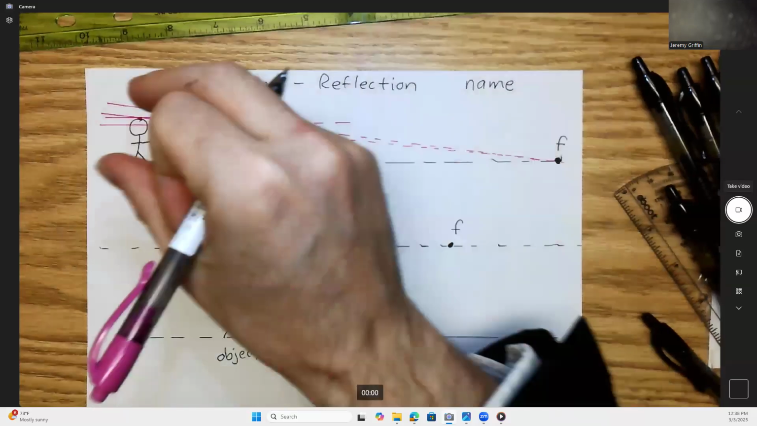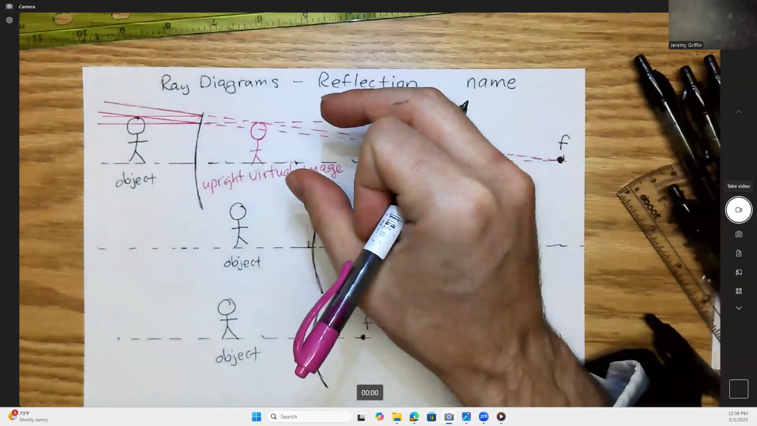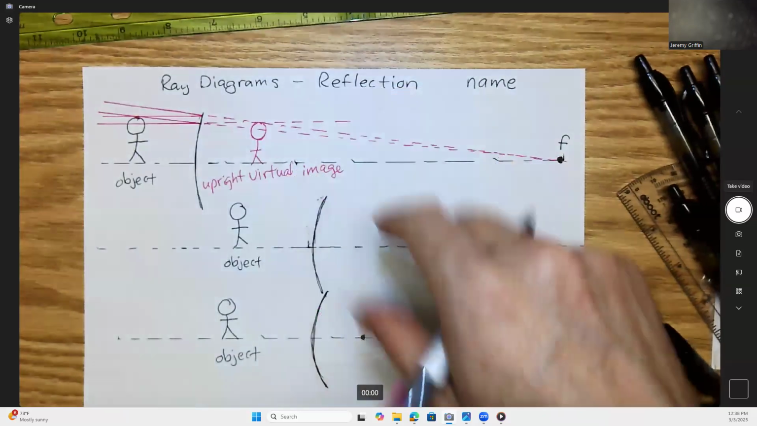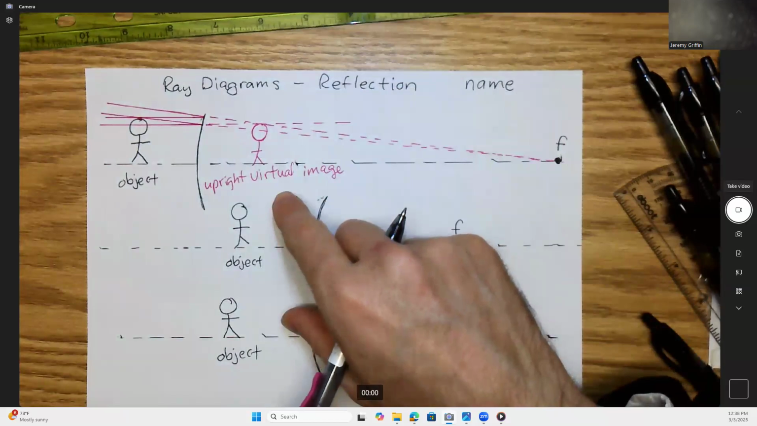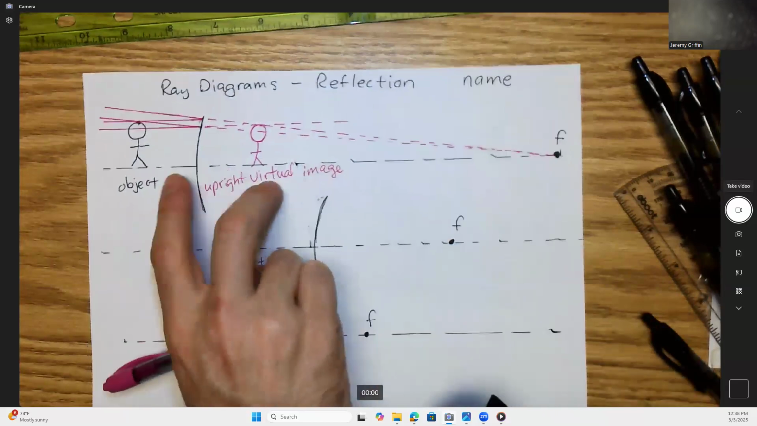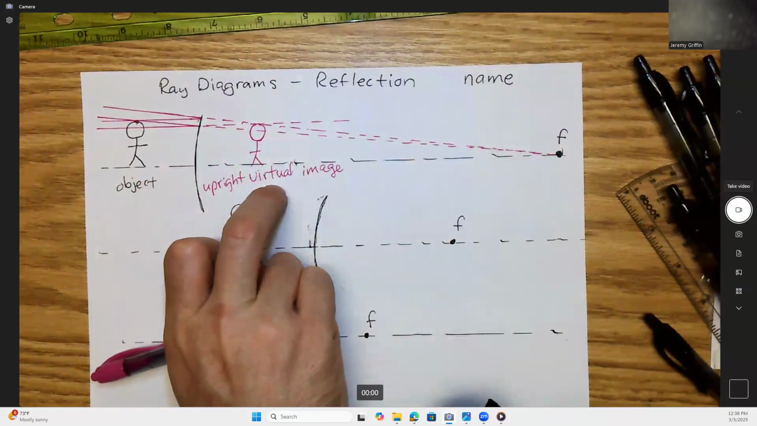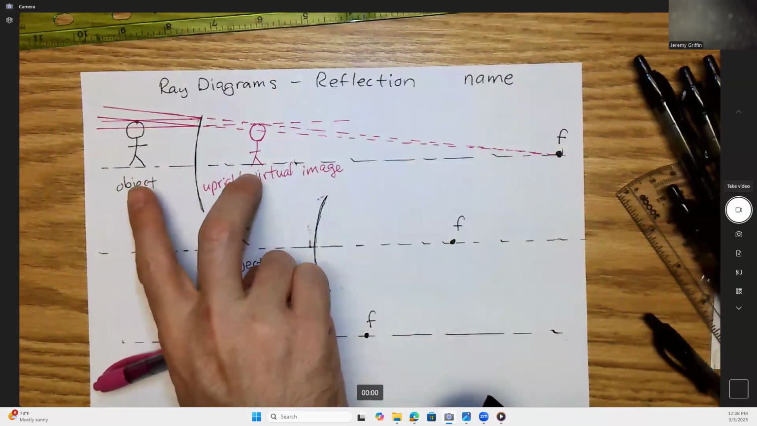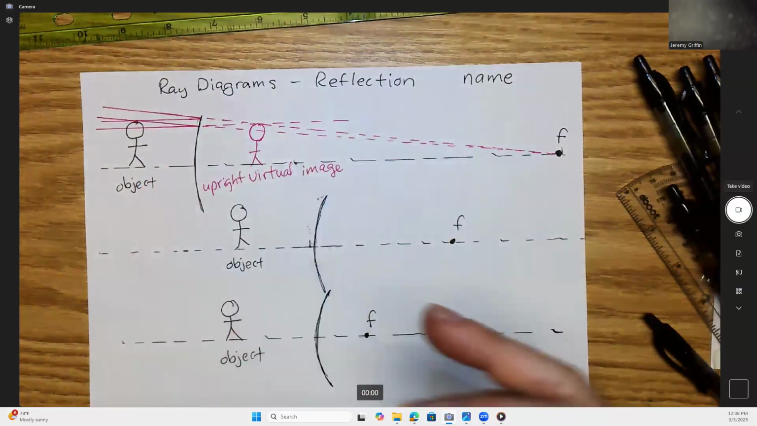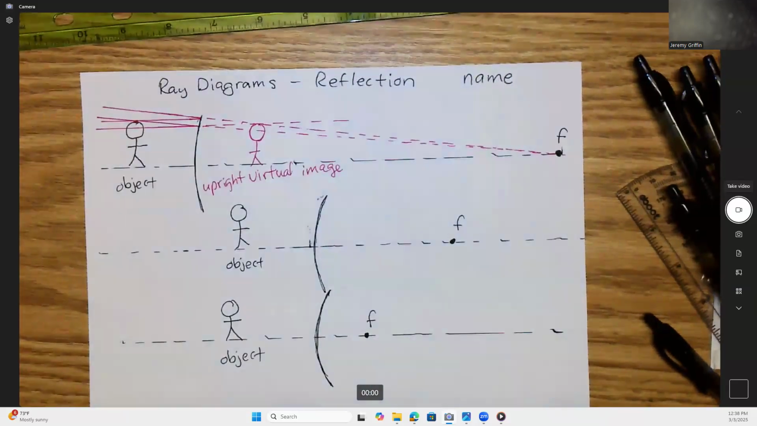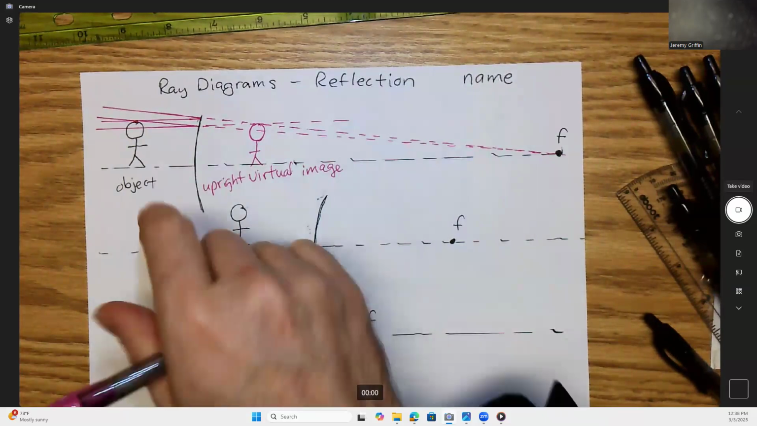An upright virtual image. Okay. Upright because it's upright rather than upside down. Like later on, you might see some inverted images, but this one's upright. Okay. Virtual because it looks like it's on the opposite side of the mirror. That's as opposed to a real image, which we'll see later today. But for now, it's virtual. Okay, and it's an image because it's the reflection rather than the object itself. Is it? Okay.